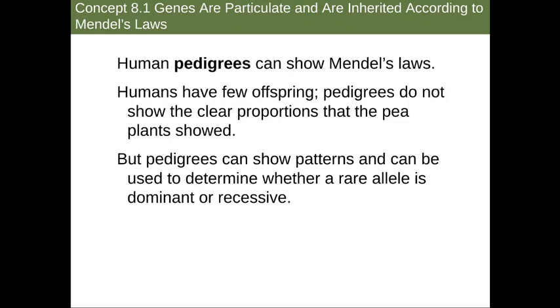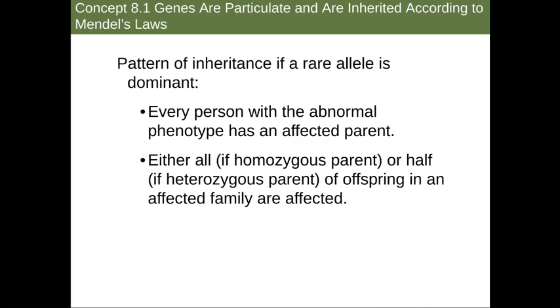Now, sometimes we need a way to see how Mendel's laws actually work in human generations. So human pedigrees can show Mendel's laws, and humans have very few offspring comparatively to pea plants. Pedigrees do not show the clear proportions that the pea plants showed. They show oftentimes how a gene can be carried and transmitted in a family lineage. Pedigrees can show patterns and can be used to determine whether a rare allele is dominant or recessive. Okay, so pattern of inheritance: if a rare allele is dominant, every person with the abnormal phenotype has an affected parent, and either all offspring if it's a homozygous parent, or half if it's a heterozygous parent, of offspring in an affected family are affected.